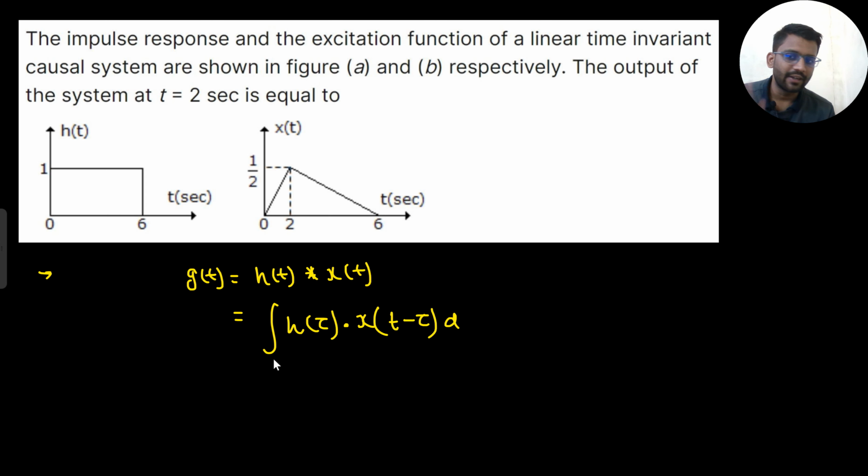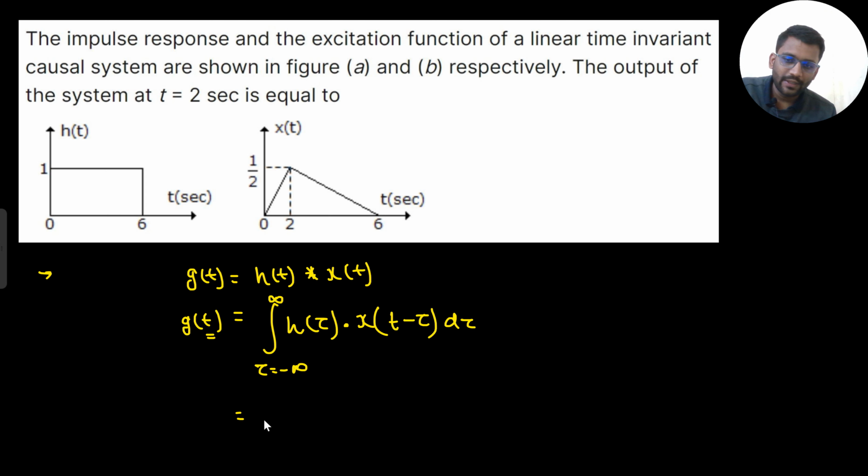How will you remember it? Look, in the final answer I need t. So t cannot be the variable of integration. Sorry, t can be a variable, but the limit cannot be defined in terms of t because in the final answer I need t. T has to be there. So the limit has to be of tau. Sometimes people forget whether it will be dt or d tau, but here it will be tau. Because in the final answer we need t, so the integration has to be with respect to tau.